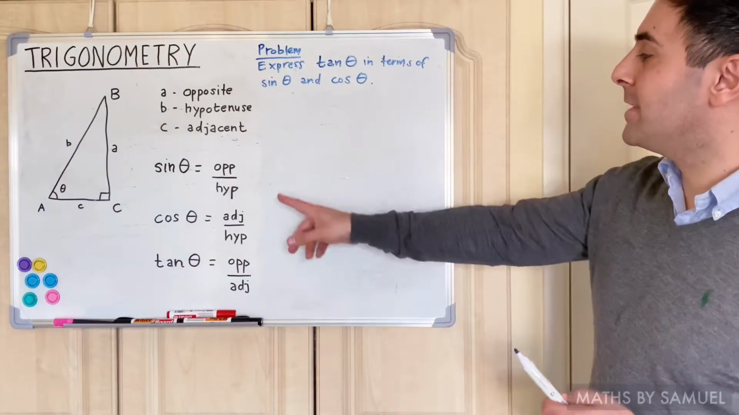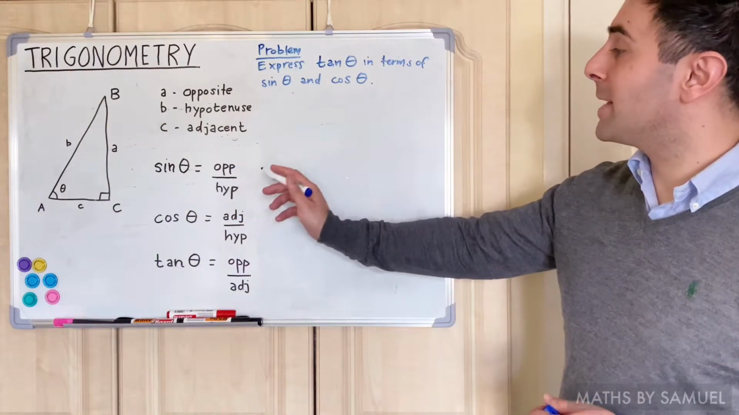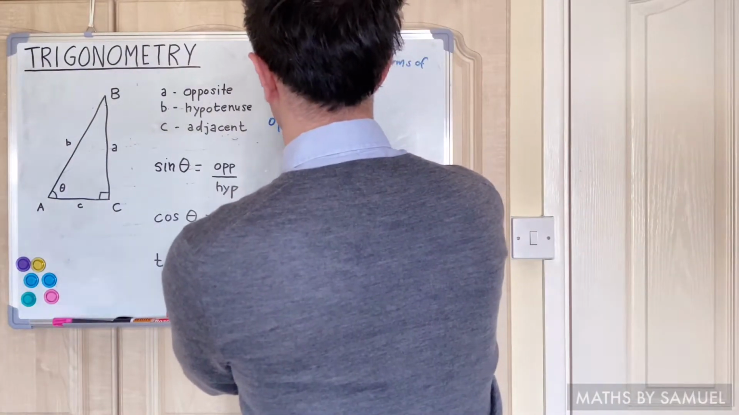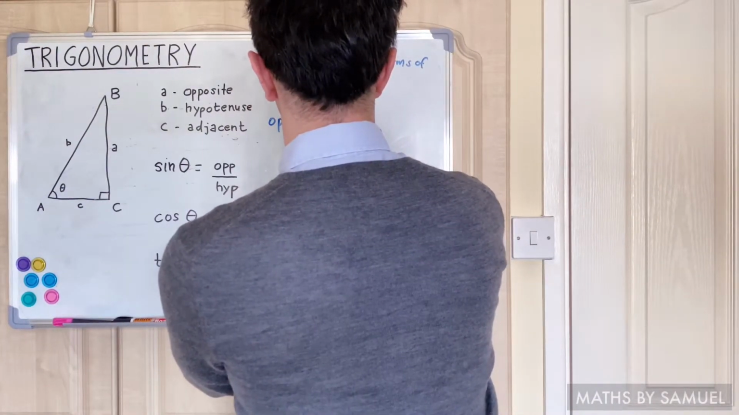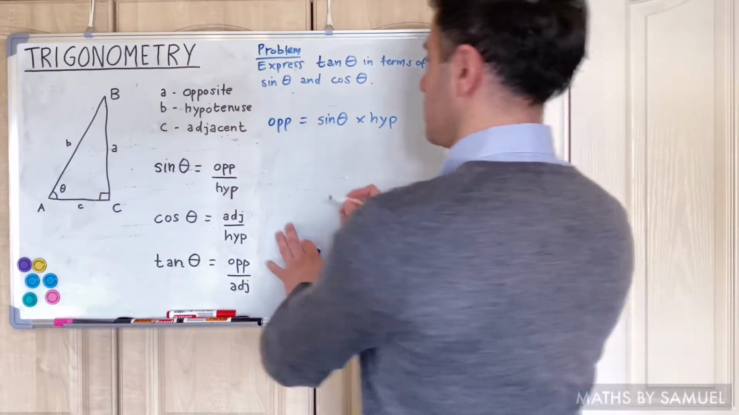So how do we express this in terms of the sine of the angle and the cosine of the angle? Well, we have to rearrange these equations, and we'll do like so. For the sine of the angle, we'll make the opposite the subject. So the opposite equals the sine of the angle times the hypotenuse, and for the cosine we'll do the same.